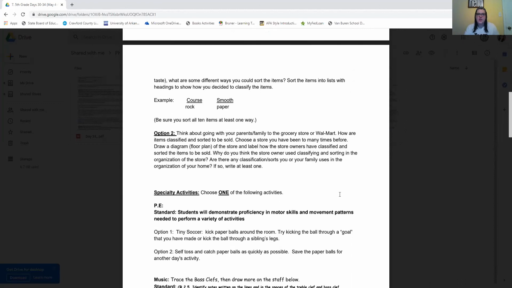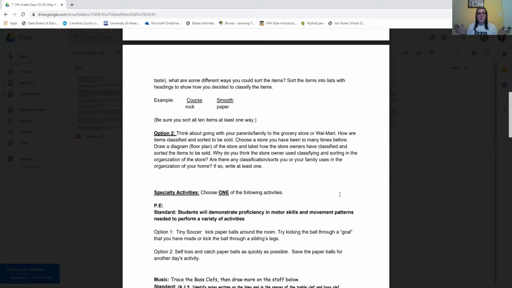Or you could do option 2, which says, think about going with your parents or your family to the grocery store or Walmart. How are items classified and sorted to be sold? So when you go to Walmart or a store, there are different aisles, and each aisle has different things. How are the items at the store sorted? Think about it. Choose a store you have been to many times before. Draw a diagram or floor plan of the store. So think about the store and draw like a floor plan. How does it look inside the store? And label how the store owners have classified and sorted the items to be sold.